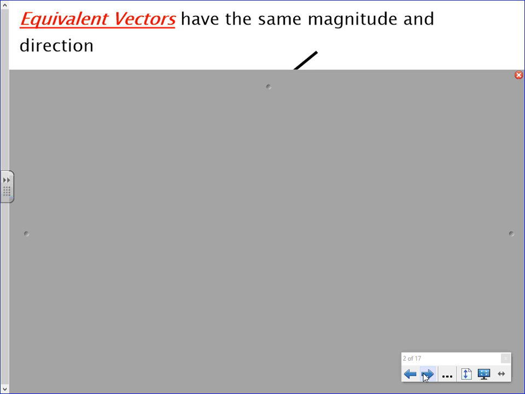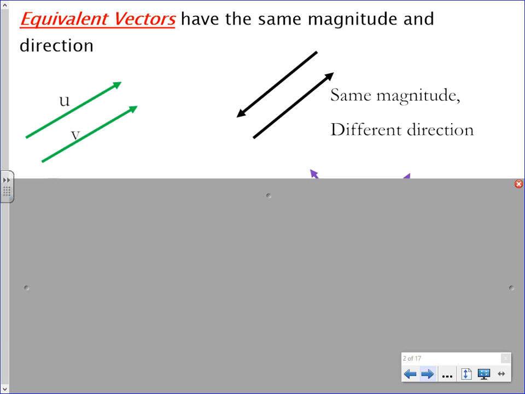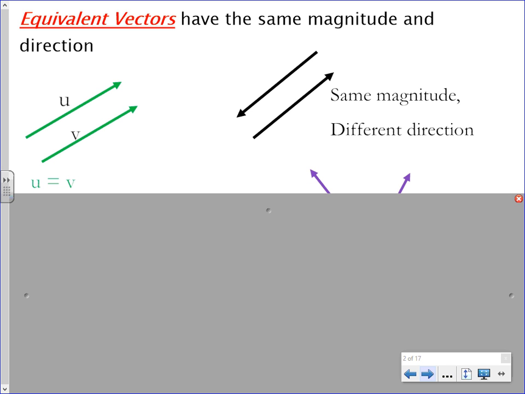Okay, so I have 4 pictures that I'm going to show you of the comparison of 2 different vectors. My first 2 pictures here. Here are 2 equivalent vectors. You can see that they're going in the same direction. They're parallel and pointing in the same way, and they're the same length.